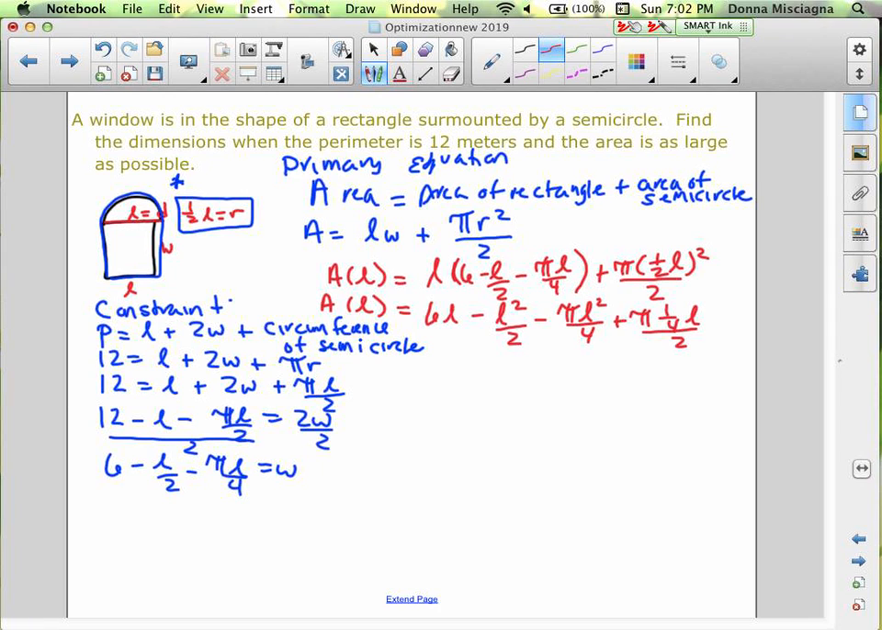So A of L equals 6L minus L squared divided by 2 minus pi L squared divided by 4 plus pi L divided by 8. And none of these terms are like terms, so we can't combine anything. But now we can take the derivative and find our critical points, right? So let's find the critical points, because now all of that was just to get this down to one variable, one independent variable. So now find the critical points.